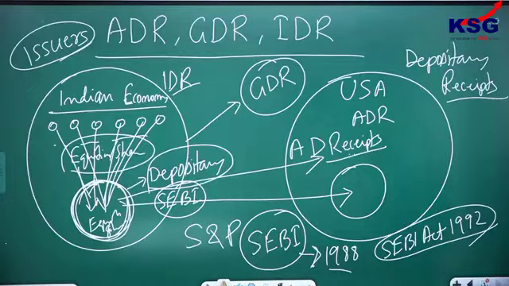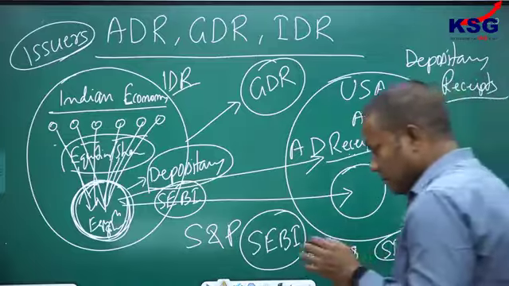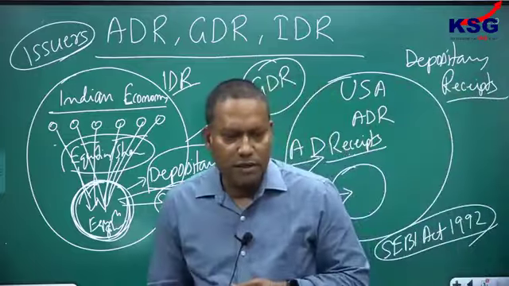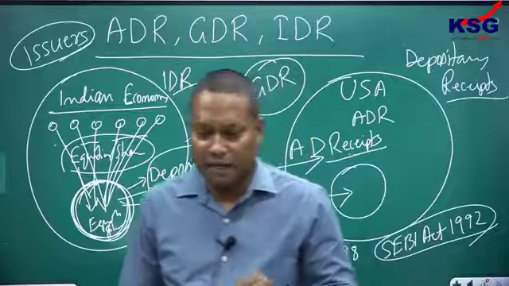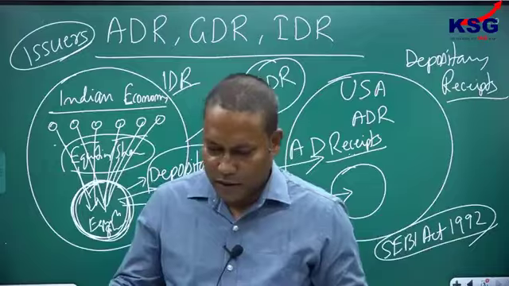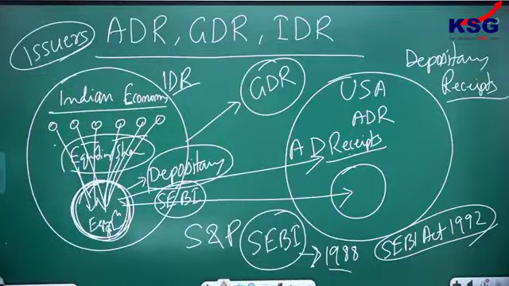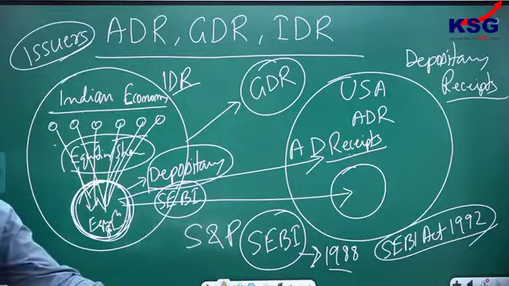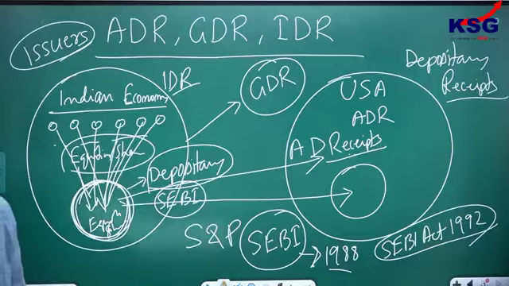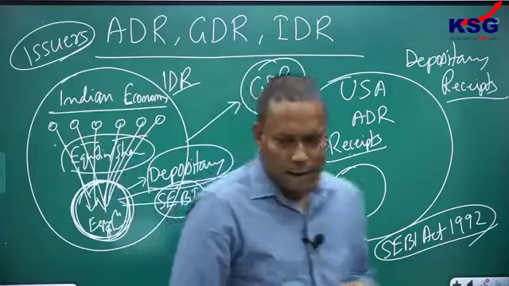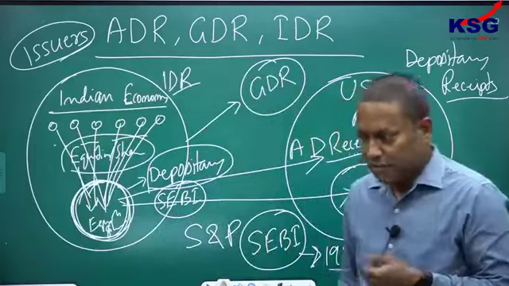SEBI prohibits unfair and fraudulent practices. Just write that SEBI prohibits the unfair trade practices. Clear here? So please, you should remember these things. Now, just some other concepts you write. Like derivatives.